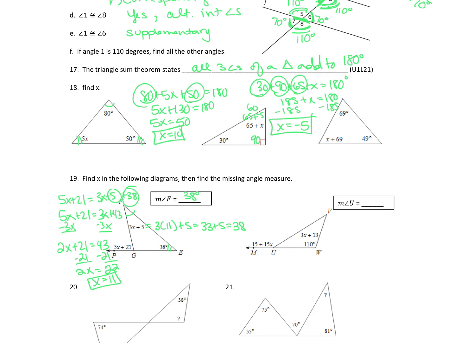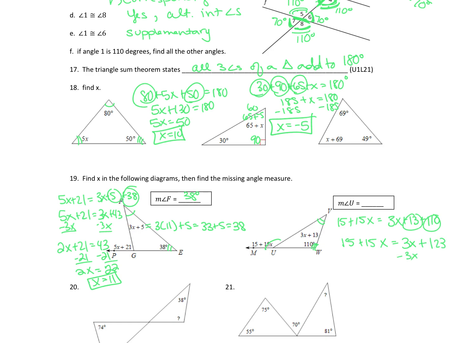Let's go do the same thing for the second one. So my exterior angle, 15 plus 15x, is equal to the two non-adjacent interior angle sum. So that's 3x plus 13 plus 110. Let's add up my two like terms. I get 15 plus 15x equals 3x plus, what is that, 123.